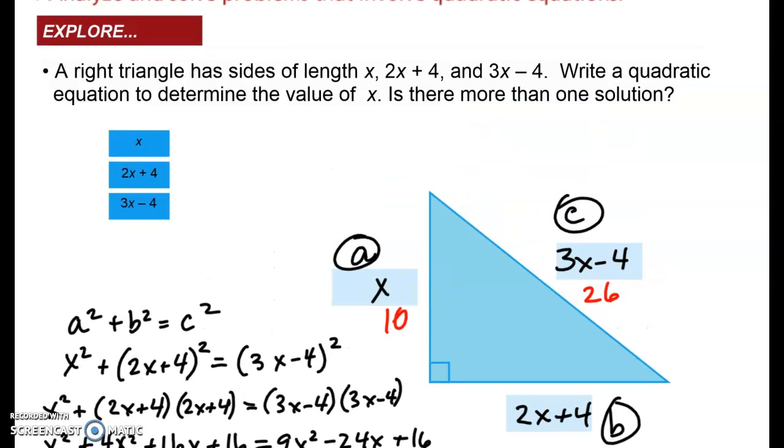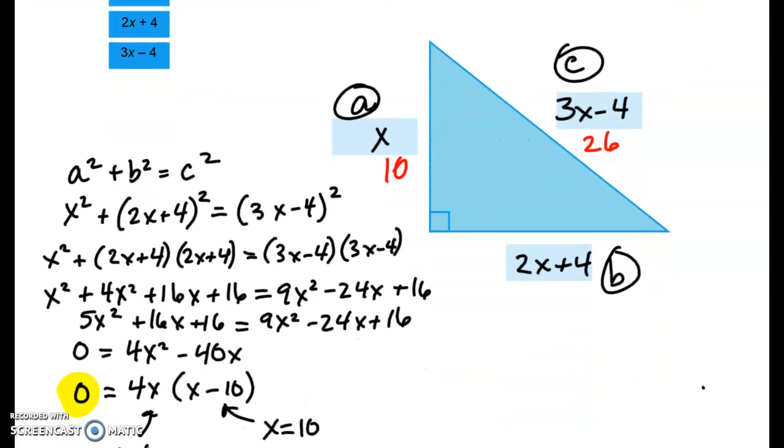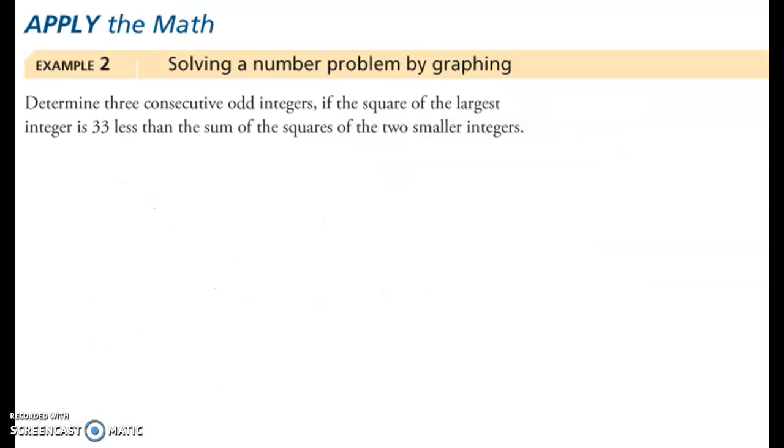Did it say the units here? No, it didn't. And here, if x is 10, 20 plus 4, that would be 24. Okay, let's move on to number 2.